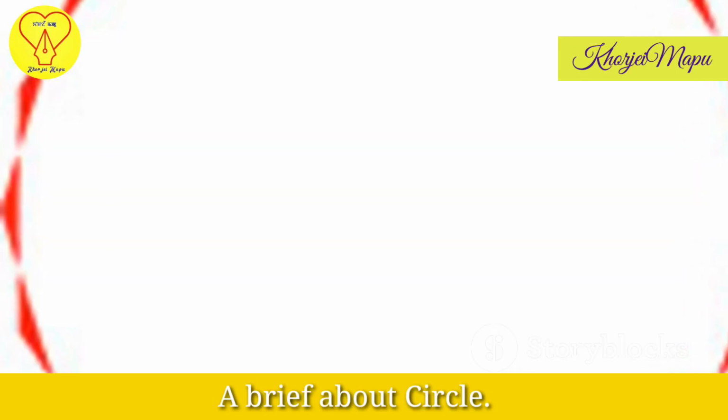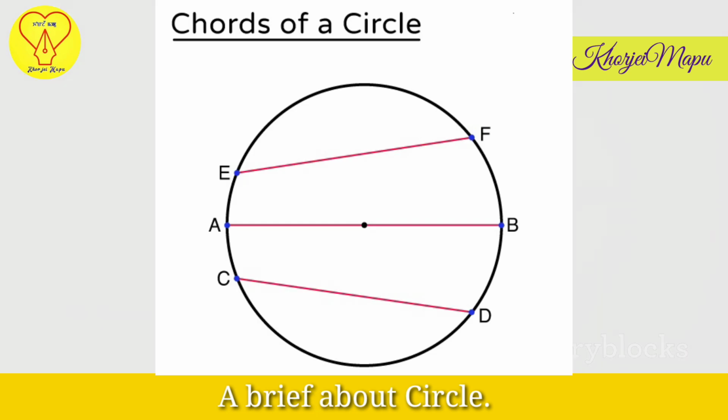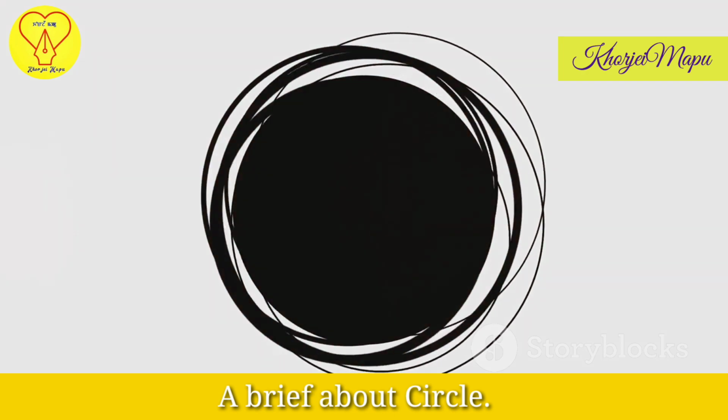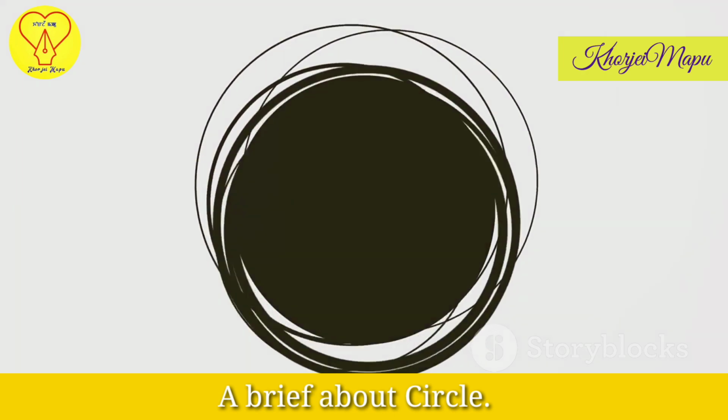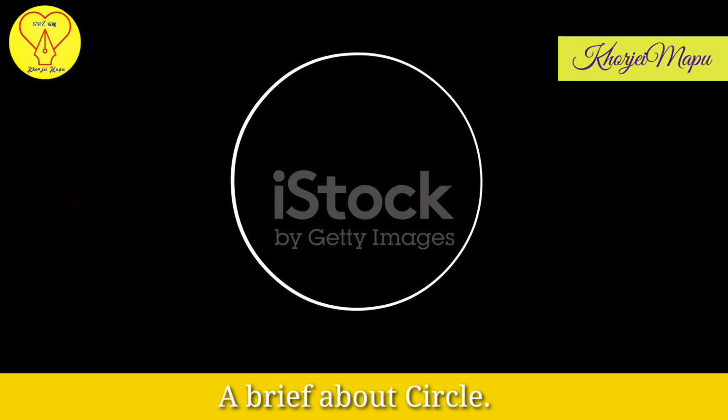The first term you should know is chord. A chord is a line segment with both endpoints on the circle. Imagine drawing a straight line that cuts across a pizza from one point on the crust to another. That's a chord.